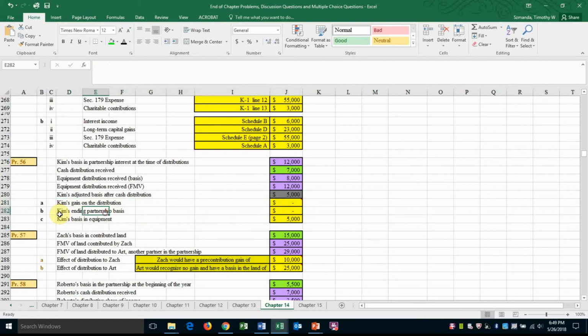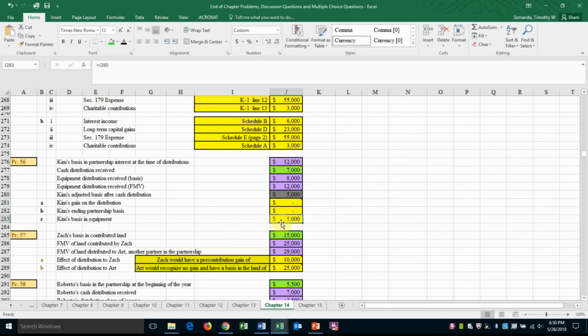Since there's no gain recognized on the distribution, Kim has zero ending basis, because essentially Kim is liquidated after the distributions. Kim has liquidated her interest in this partnership. And as you know, we can't drop the partnership basis below zero.